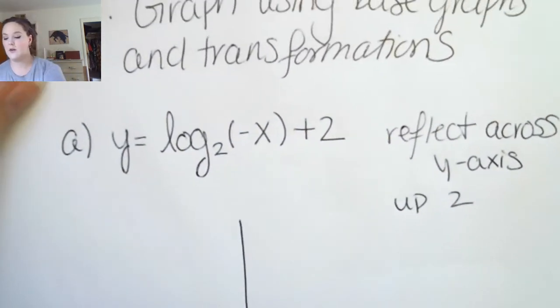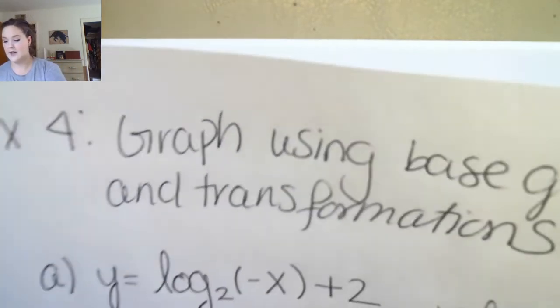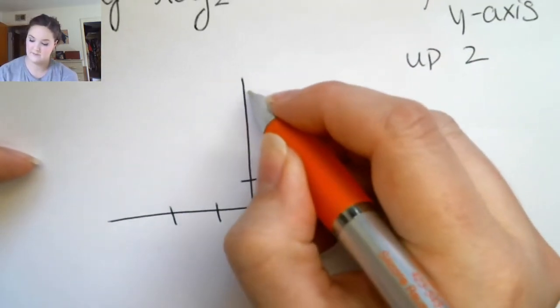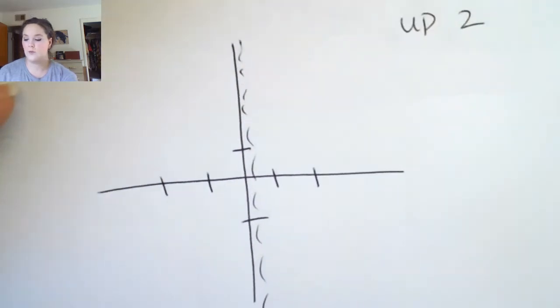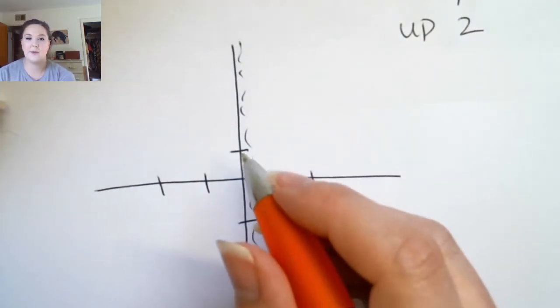So our vertical asymptote is going to look exactly the same. And then we're going to reflect each of our points and move them up 2.